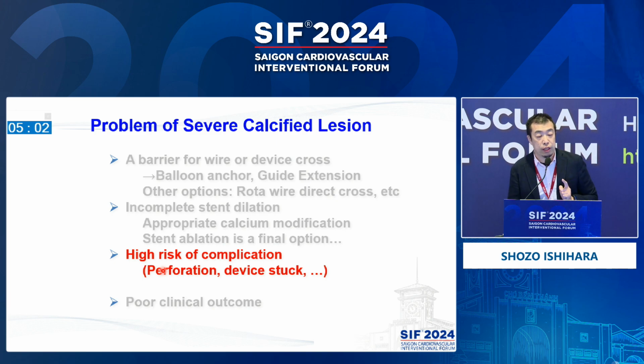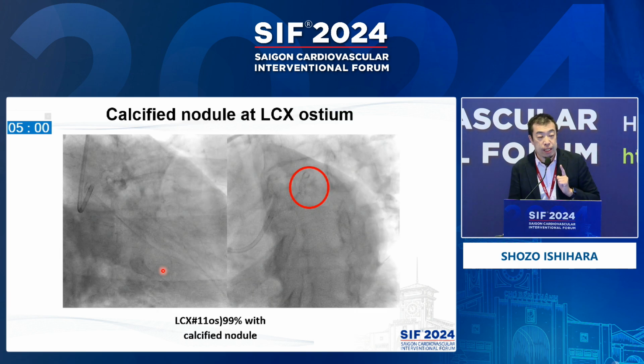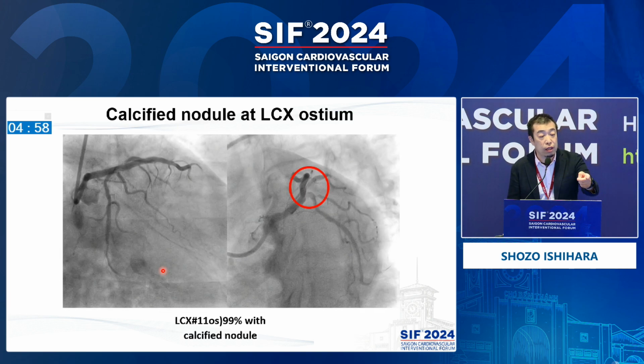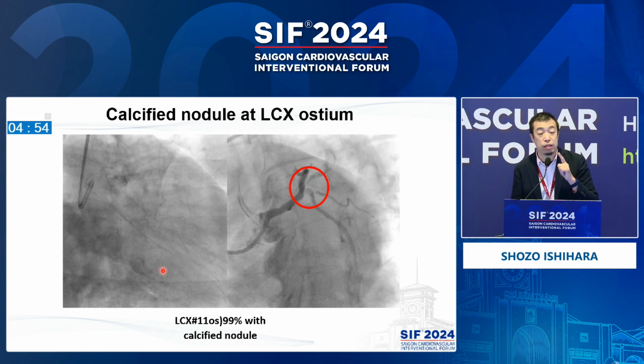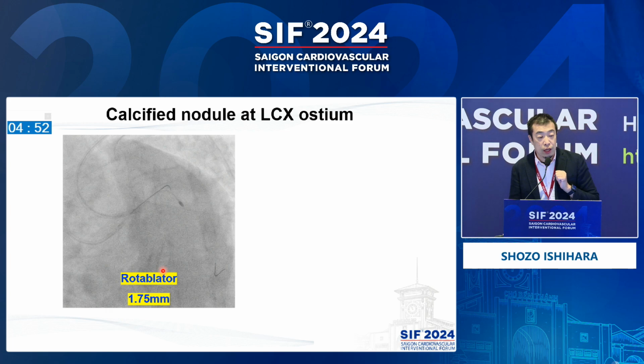So another topic is complications. So we can see the severe calcified lesion at the circumflex ostium. And for this case, I performed the rotablator with 1.75 millimeter burr, but unfortunately, rotablator was stuck there.